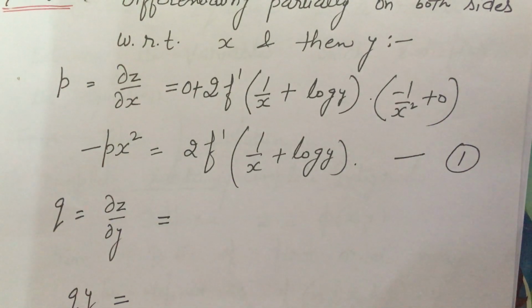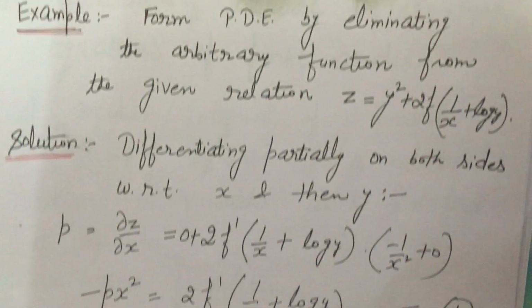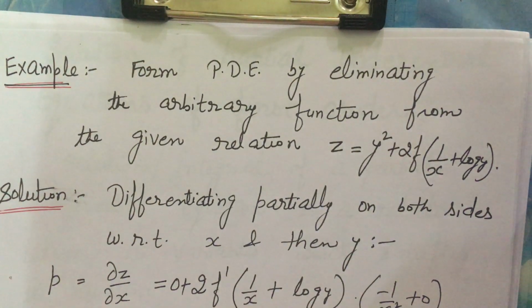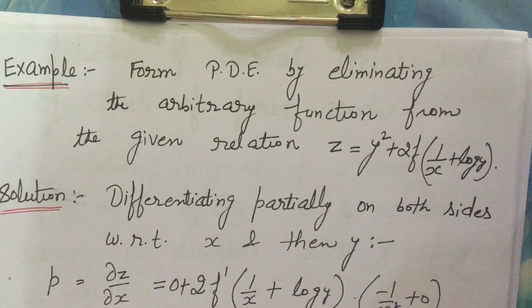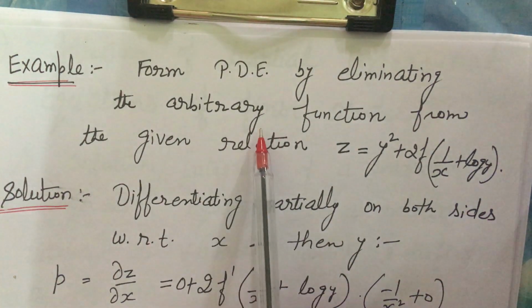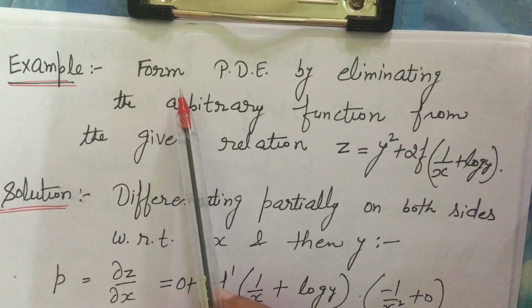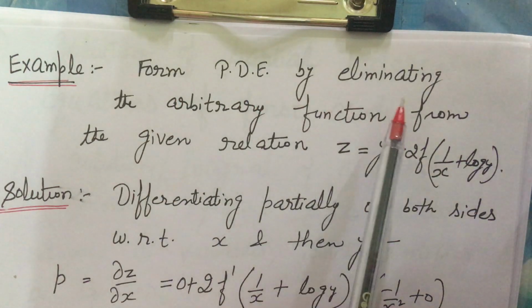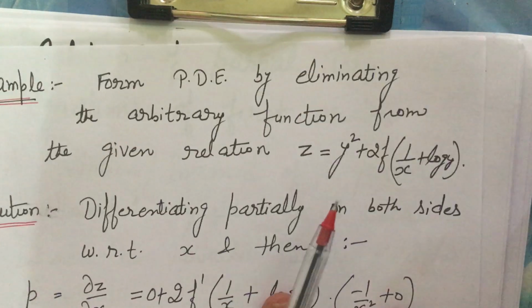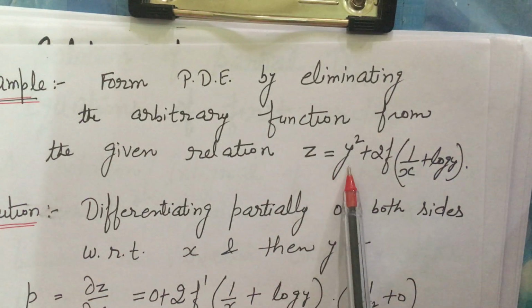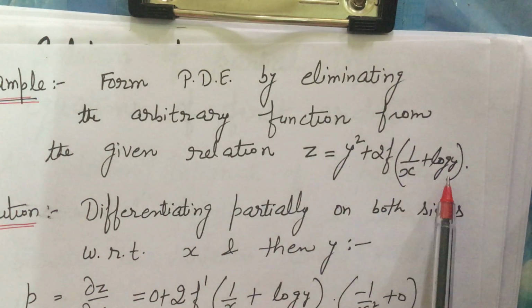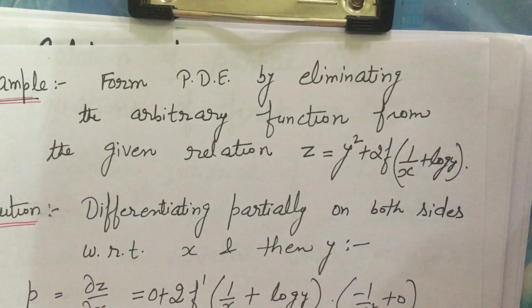Next method to form any PDE is by the elimination of arbitrary functions. In this example, we can see how we can eliminate the arbitrary functions. The statement is: form the PDE by eliminating the arbitrary function from the given relation z is equal to y square plus 2f of (1 upon x plus log of y).